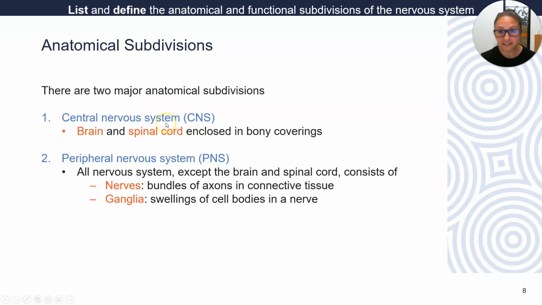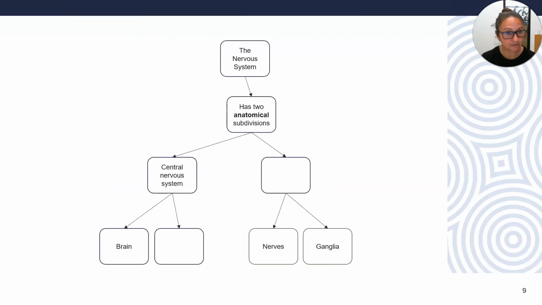The central nervous system is subdivided into the brain and spinal cord. So there's only 2 parts to the central nervous system. And the peripheral nervous system is everything else that's nervous tissue. And that includes nerves and things called ganglia. And we're going to look at ganglia later on.